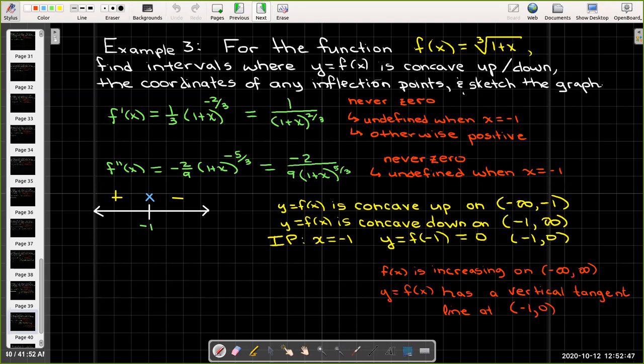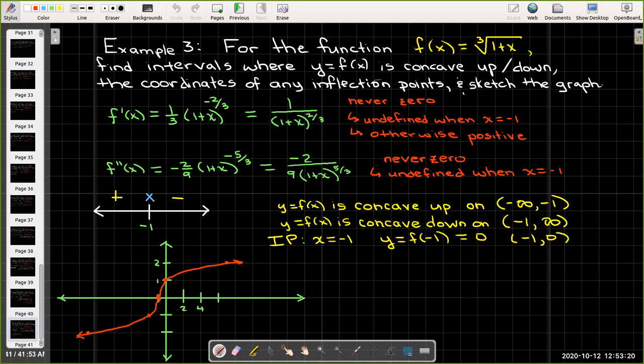So I'm going to put that information together with the first derivative information. So we said that f of x is always increasing. And I can say that, okay, the derivative is undefined. I know that as x approaches -1 from the left or from the right, the derivative is going to approach positive infinity. So that tells me that I have a vertical tangent line at -1, 0.